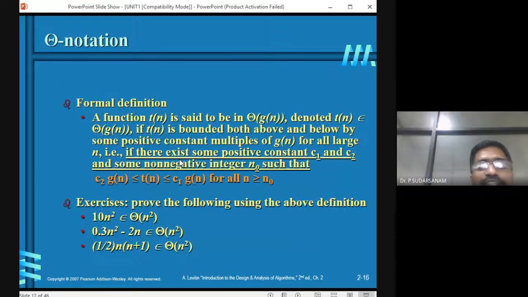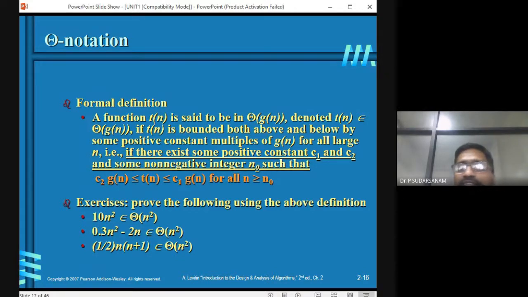Now let us see the definition for this one. A function T of n is said to be theta of G of n, and it is denoted T of n belongs to theta of G of n, if T of n is bounded both above and below by some constant multiples of G of n for larger values of n.